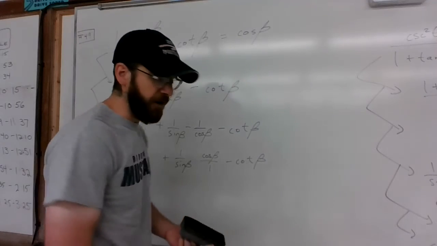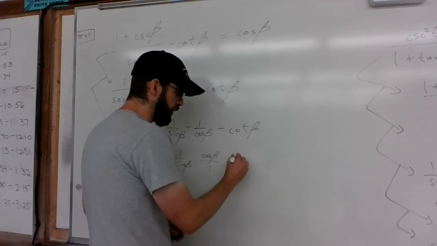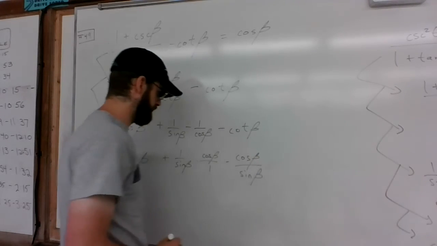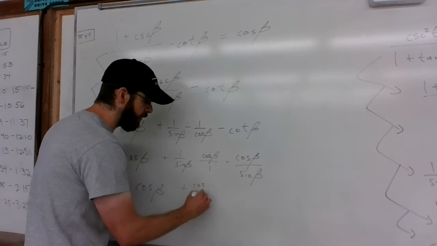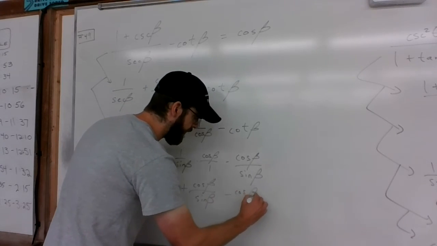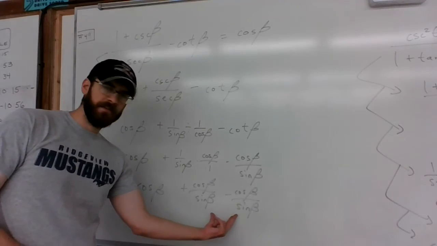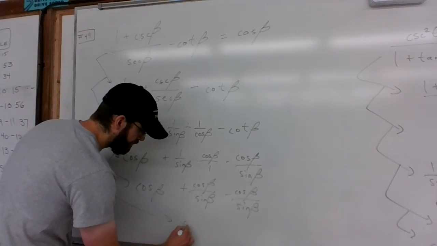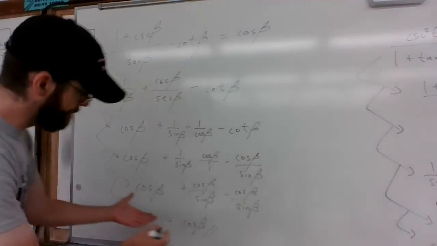Which, you know what? If I wanted to make this proof go a little bit quicker, I could have rewritten the cotangent as cosine of beta divided by sine of beta. Because then they'll cancel out earlier in the problem. You got cosine of beta over sine of beta. Cancel out. These become 0. And you're left with cosine of beta.